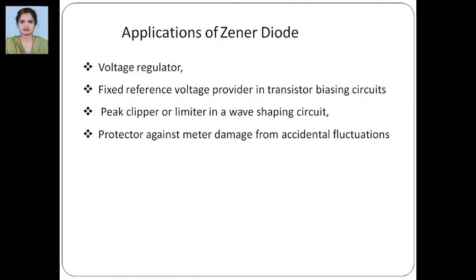What are the applications of the Zener diode? The Zener can be used as a voltage regulator. It can be used as a fixed reference voltage provider in transistor biasing circuits. It can be used as a peak clipper or limiter in wave shaping circuits. Or it can be used as a protector against meter damage from accidental fluctuations. Even though current or voltage increases from the supply, the meter should not be damaged. For that purpose, before the meter we connect a Zener so that it can absorb the maximum current and voltage without damaging our electronic instrument.